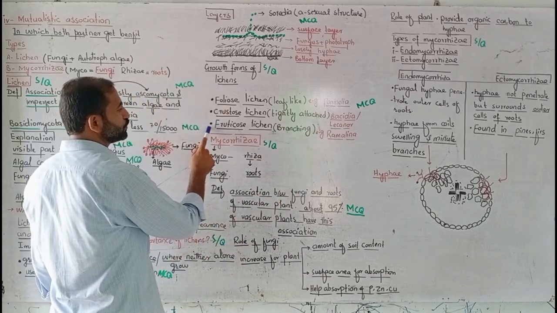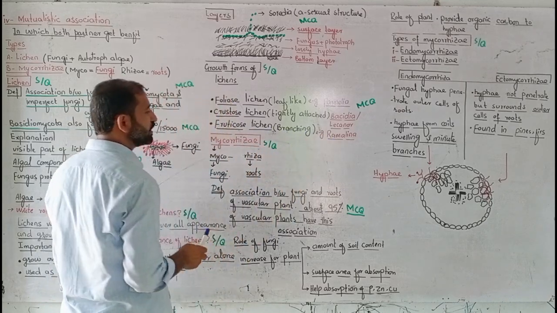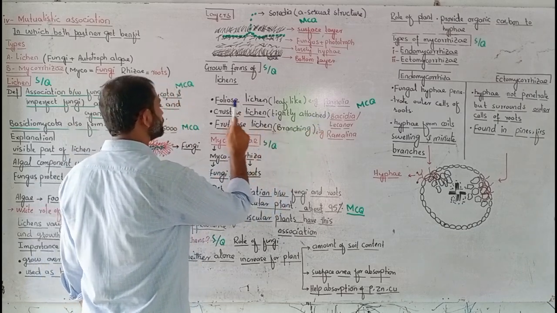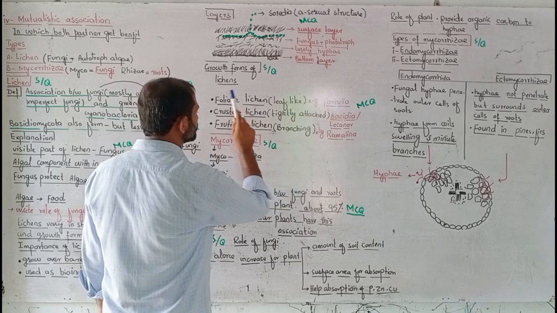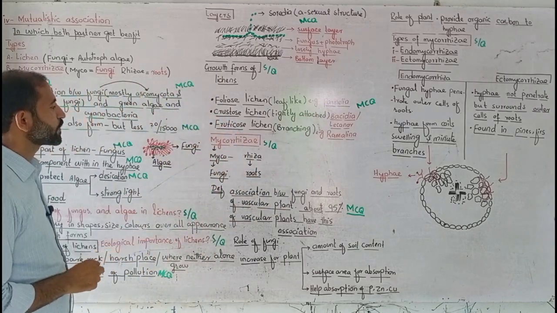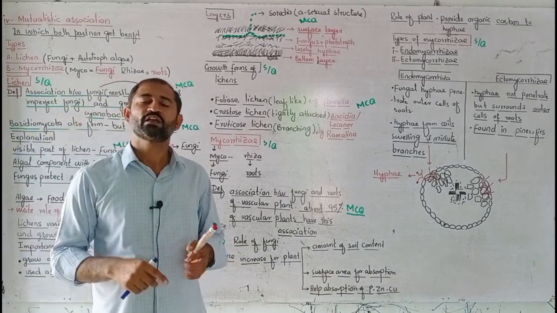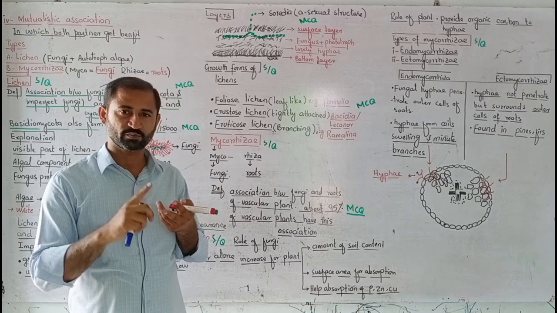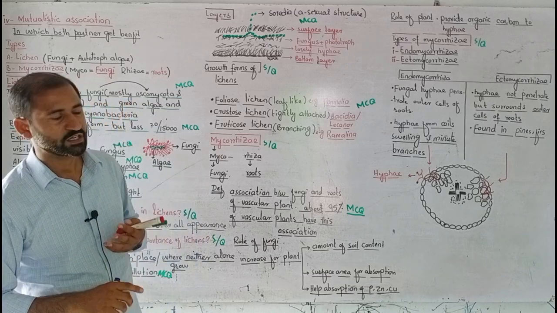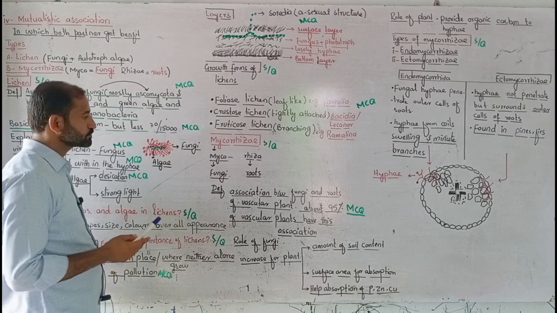Next one is fruticose lichen, which is branching, known as Ramalina. Ramalina is an example of fruticose lichen, Bacidia is an example of crustose, and Parmelia is an example of foliose lichen. All these are MCQs. Now the lichen topic is complete: definition of lichens, explanation of lichens, importance of lichen, growth forms and its layers. Now lichens is completed. Next one is mycorrhiza.